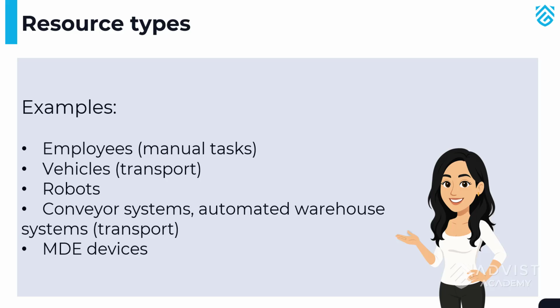The most important of these include employees who perform manual tasks in the warehouse, vehicles that transport goods within the warehouse, robots, conveyor systems, and other automated warehouse systems, as well as MDE devices. The latter are used as mobile resources in the so-called radio frequency, or RF for short, framework.